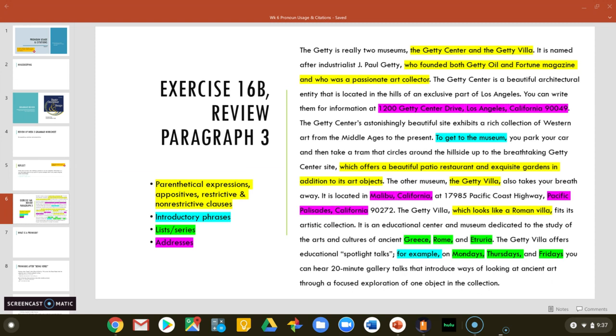All right, so this is a quick review of all the sentences. If you have any questions about the quiz or about maybe why a comma wasn't added in a certain place or why a comma was added, feel free to reach out.